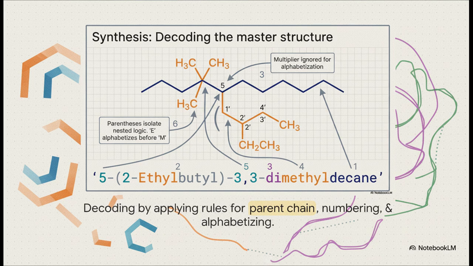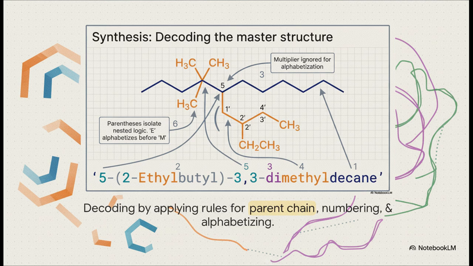First, the parent chain. We trace the longest continuous path, and it gives us 10 carbons. So our foundation, our last name, is decane. Next up, numbering. Starting from the right gives our first branches the lowest possible number, landing right on carbon 3. And what's on carbon 3? 2 methyl groups. So that piece is 3,3-dimethyl.